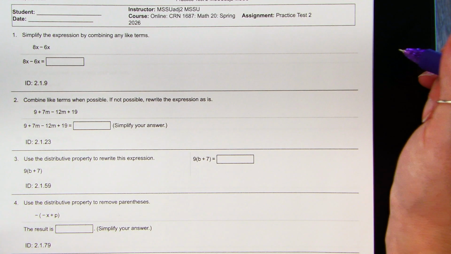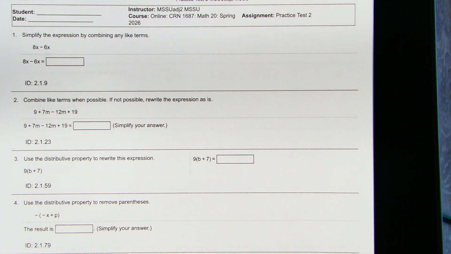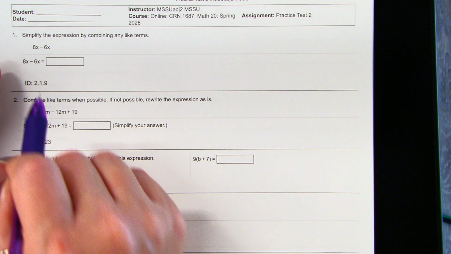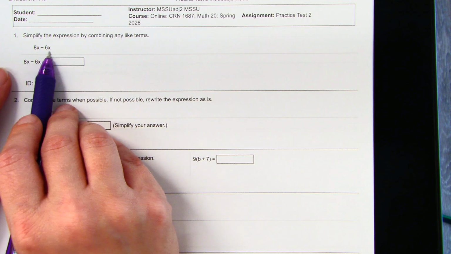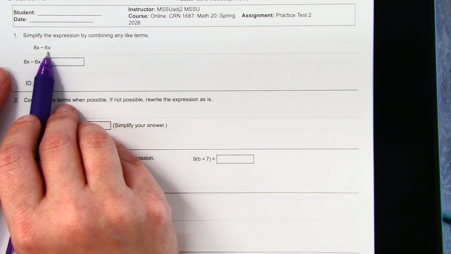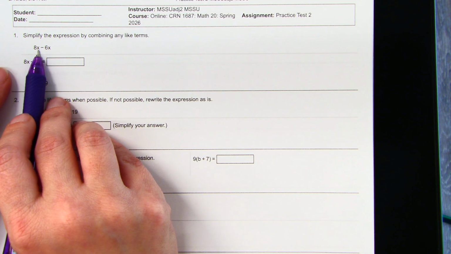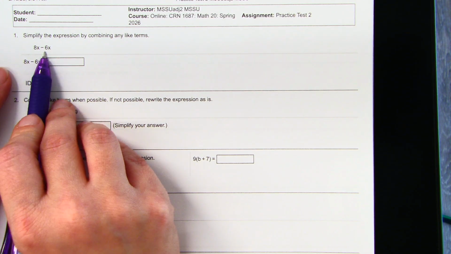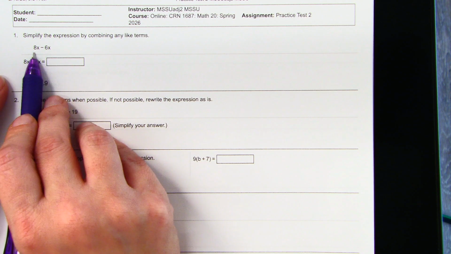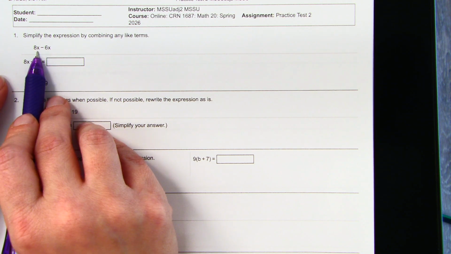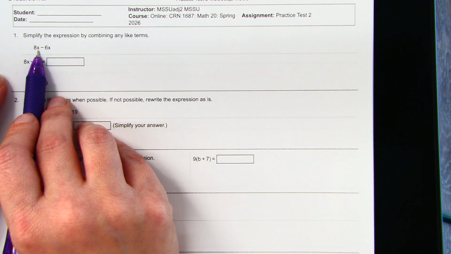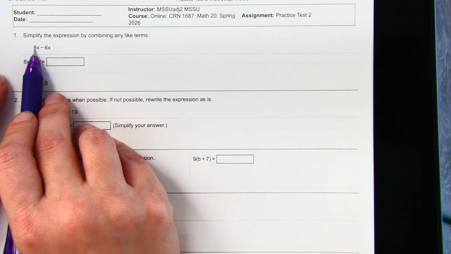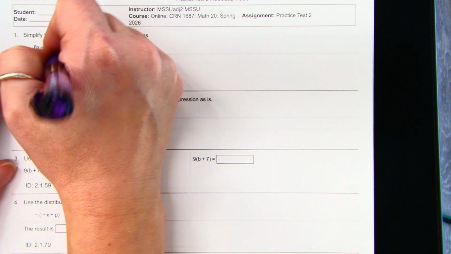So number 1 says simplify the expression by combining any like terms. Remember, to be a like term, you have to have the same variable with the same exponent. We have an x here with the exponent of 1, an x here with an exponent of 1. So we have 8x minus 6x. Since they are like terms, we just do the arithmetic with the coefficient or the numerical part of these terms. So 8 minus 6 will give us 2.